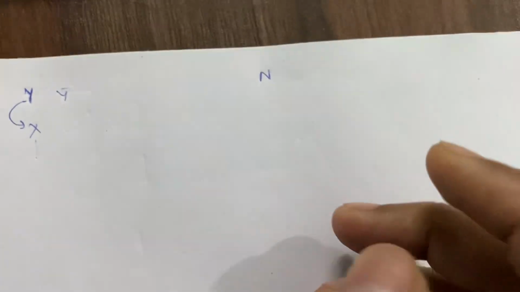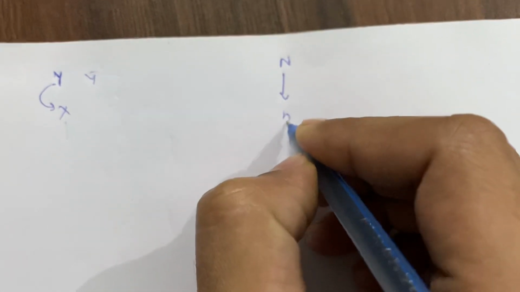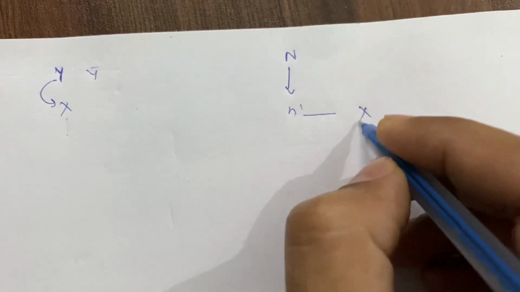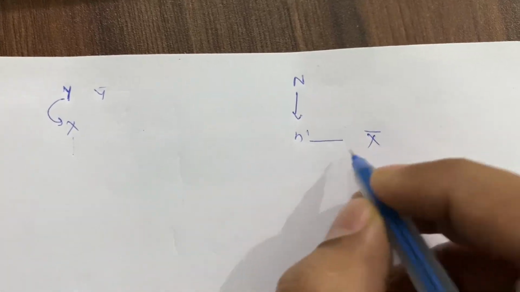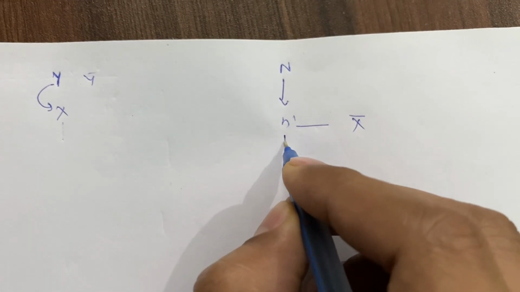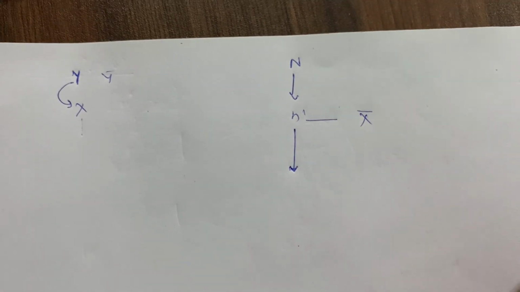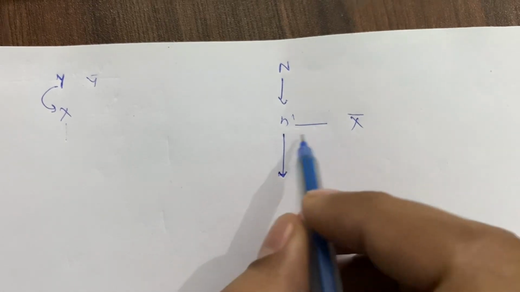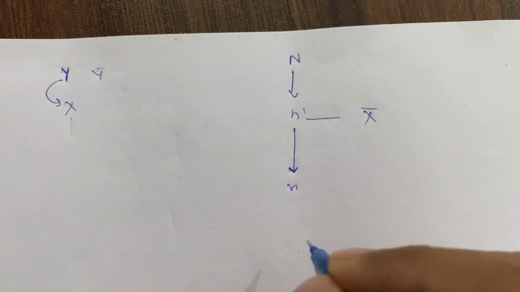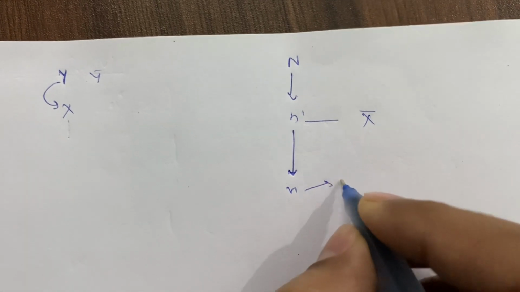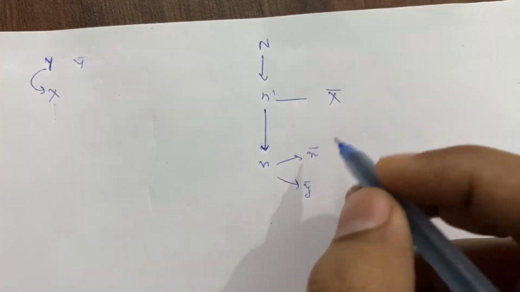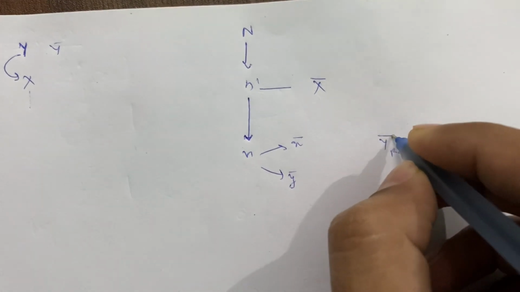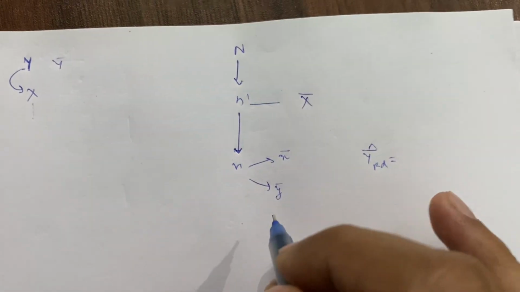So what we do is, suppose a population of size capital N, we take a sample of size n prime, and we calculate capital X bar from this sample. It is cheaper, so we can calculate it at less cost. Then we take a subsample from n prime, suppose of size n. Then we calculate a small x bar and a small y bar from this. Now we can use the ratio method of estimation, so this is what is called double sampling.